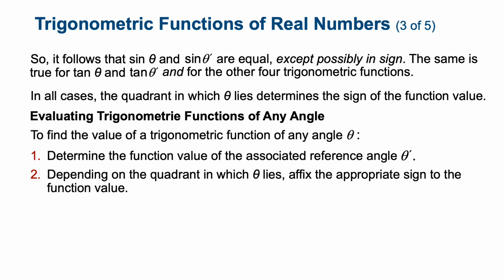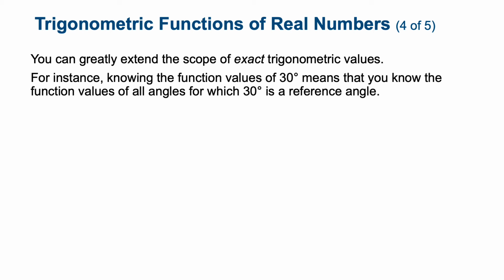Okay, so let's find this value. How do we use this here? We find the value of a trig function at any angle. We determine the function value of theta prime, and then depending on the quadrant where theta lies, we use the appropriate sign. You can use that picture that I showed you in the beginning to figure that out. Now, because of this, we know more exact trig values. You can see how people use triangles to populate the unit circle also. It's kind of cool, there's a way to connect it.